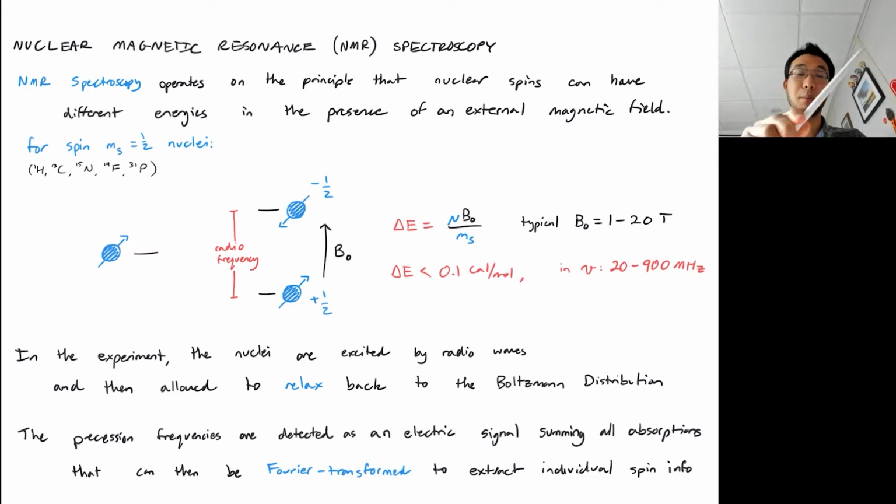This process is called precession, and those frequencies can be detected and summed up as a single electric signal in the NMR instrument. Whenever you have an electric signal that is composed of a lot of different signals added together, we can perform a technique called Fourier transform. This is a lot of math, but with Fourier transform you can take that single detected signal and deconvolute it, extracting out the individual frequencies that had summed up to the overall signal.